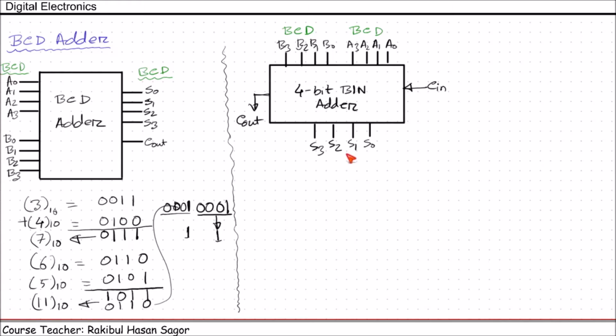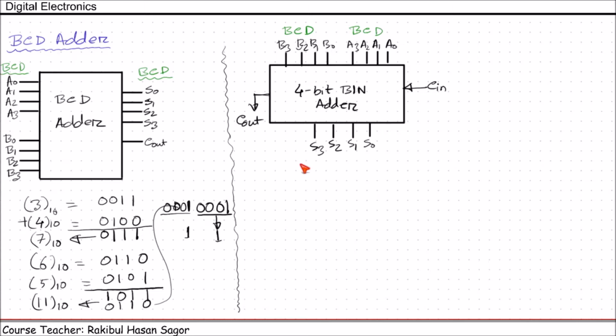But the problem will occur when this 4-bit binary adder will give us a binary summation which is greater than 9. For example, 10 or 11. For 10, the binary output is 1010, but for 10 the BCD output should be here 0000 and 1 carry out. So how can we do that?